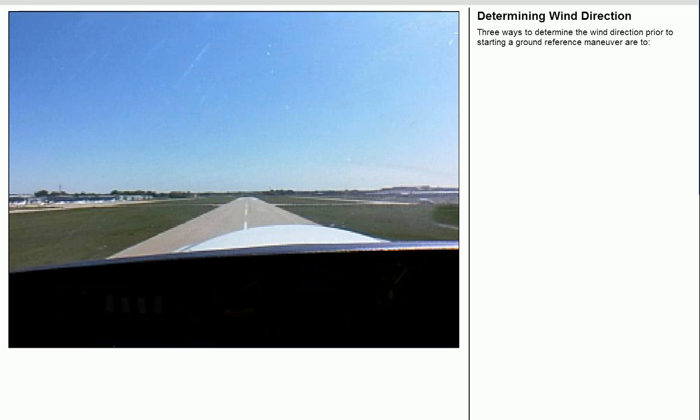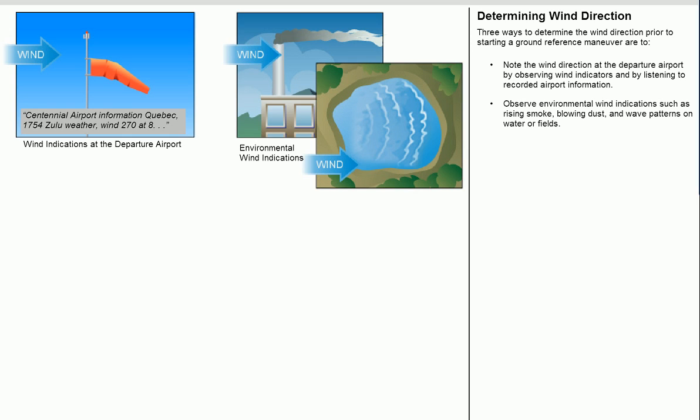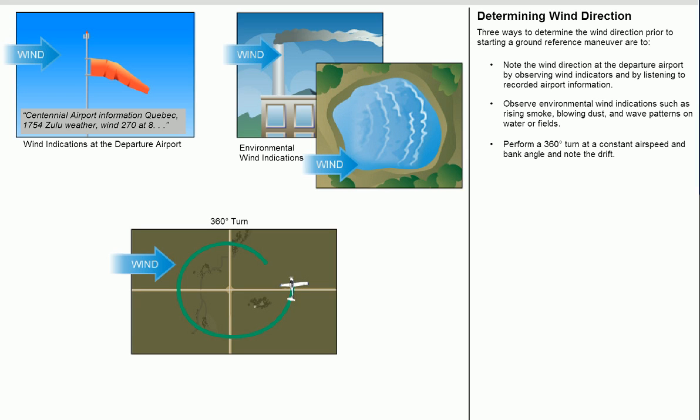3 ways to determine the wind direction prior to starting a ground reference maneuver are to note the wind direction at the departure airport by observing wind indicators and by listening to recorded airport information, observe environmental wind indications such as rising smoke, blowing dust, and wave patterns on water or fields. You can also perform a 360-degree turn at a constant airspeed and bank angle and note the drift.